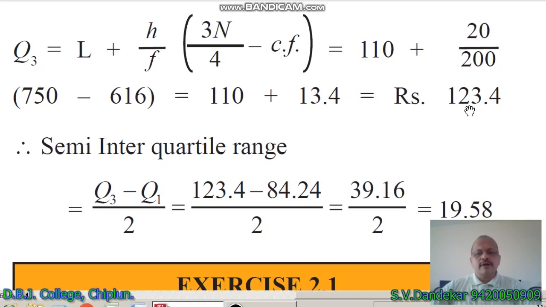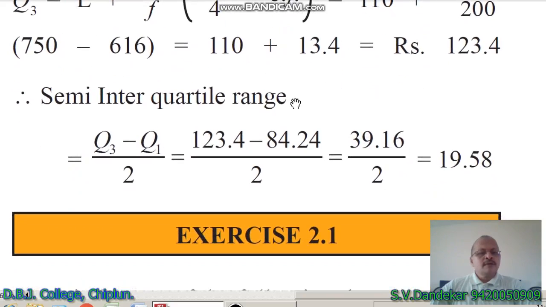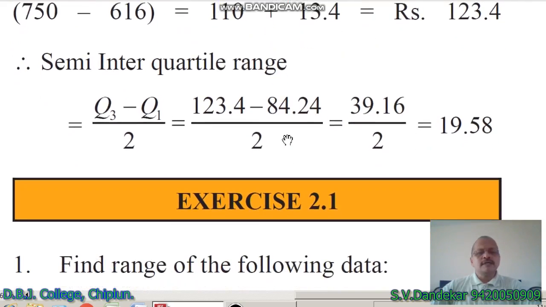A good number, 123.4. So quartile deviation is Q3 minus Q1 upon 2, that is 123.4 minus 84.24 divided by 2. It is equal to 39.16 divided by 2, equal to 19.58.